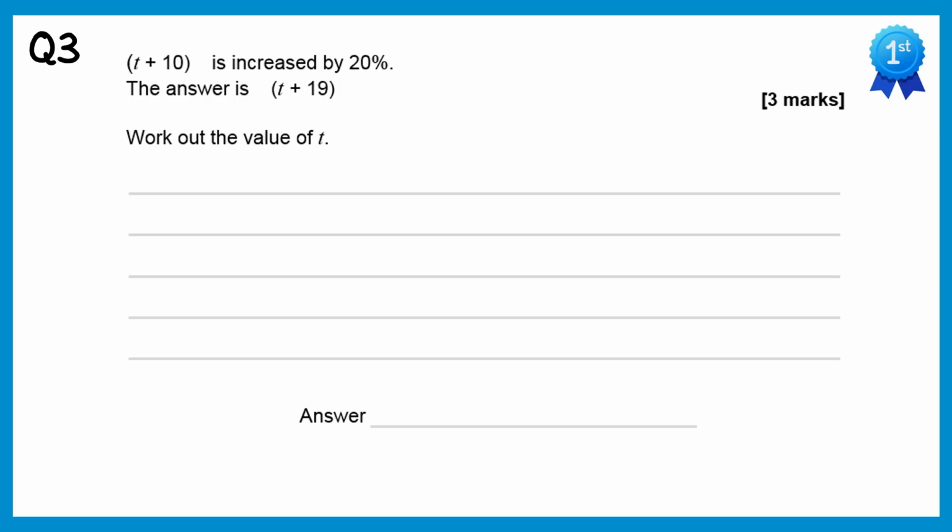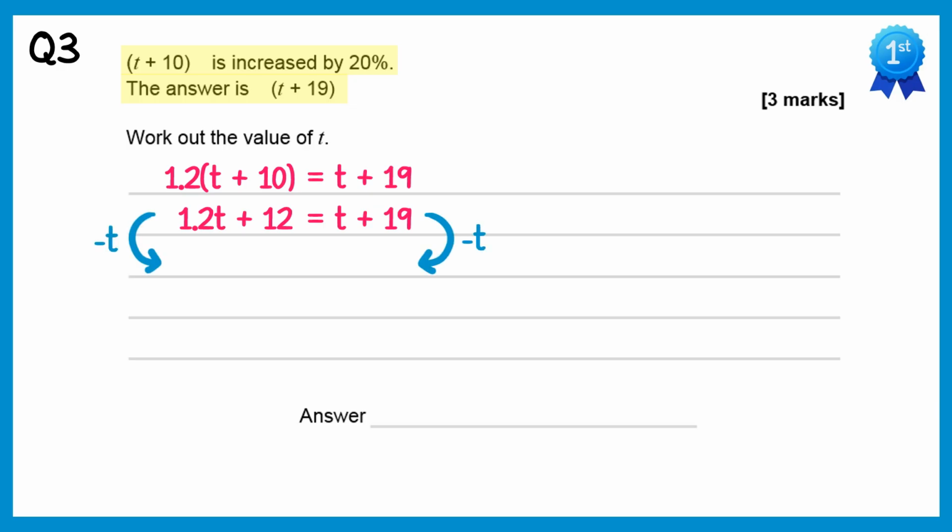For this question we have t plus 10, which is being increased by 20%. To increase by 20%, you times by 1.2, so we'll have 1.2 lots of t plus 10, and we're told the answer to this is t plus 19, so this equals t plus 19. If we expand the brackets, we get 1.2t plus 12, and on the right hand side it's still the same. Now take away t from both sides.